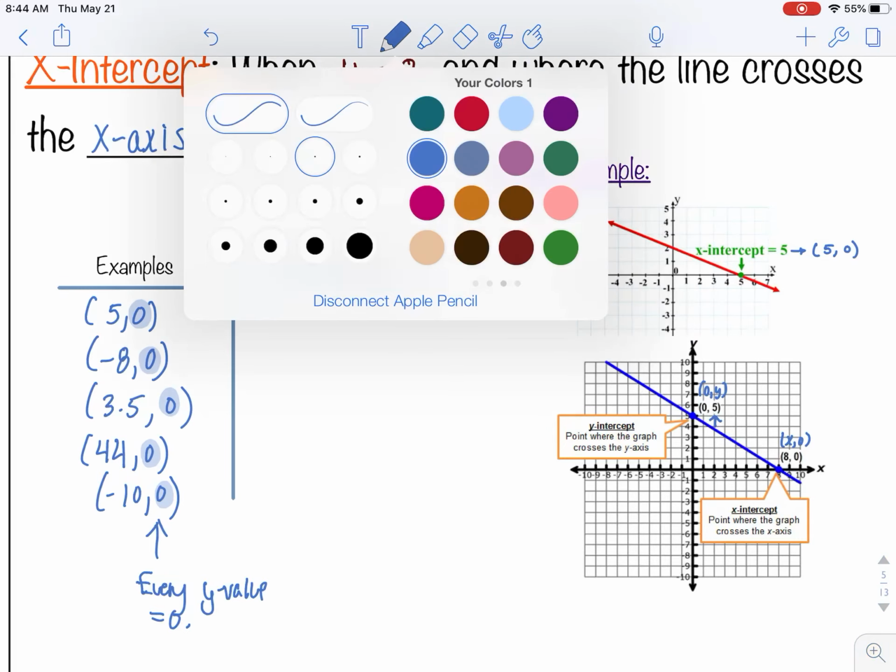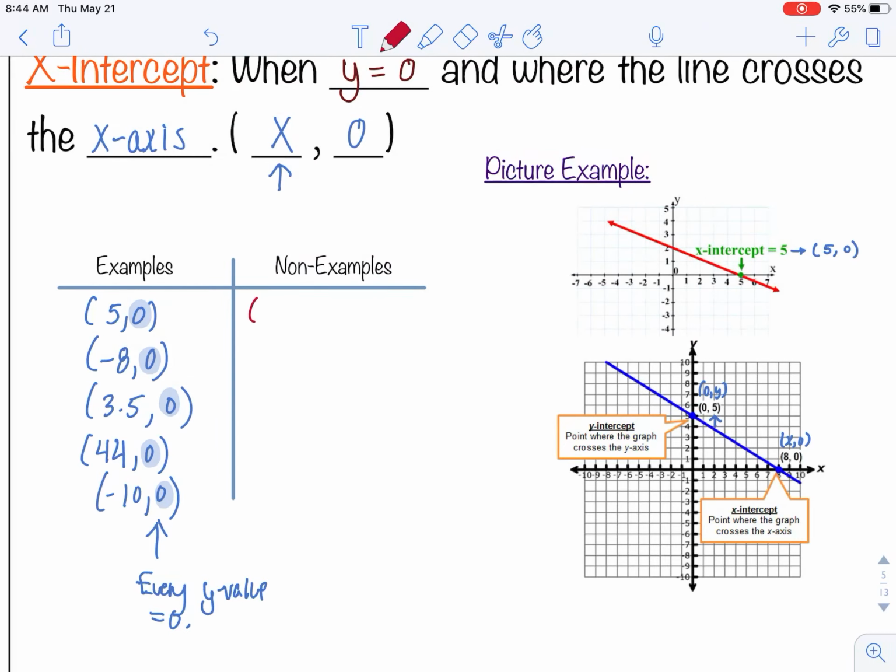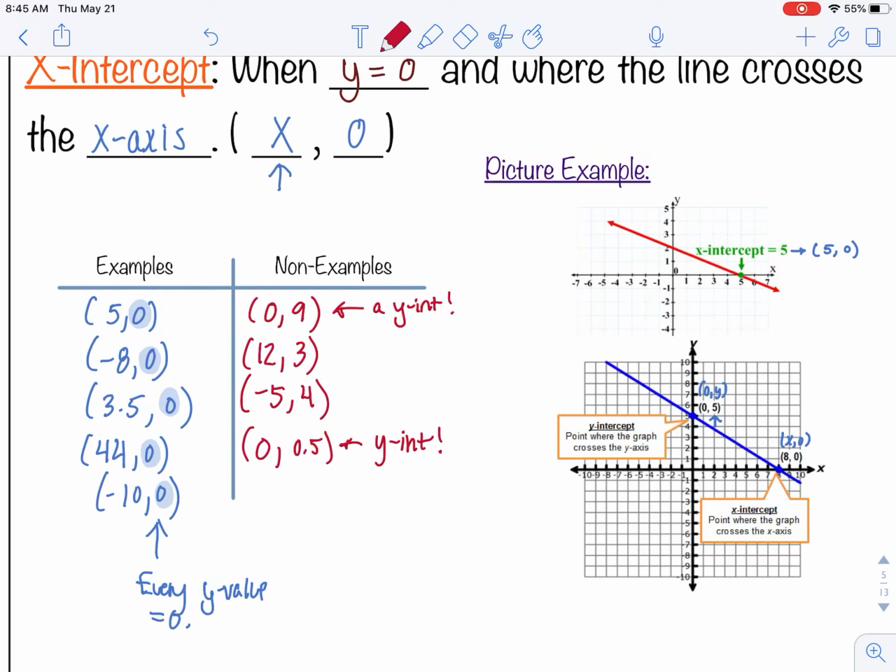Some non-examples are 0, comma 9. This is actually a y-intercept. 12, comma 3, negative 5, comma 4, 0, comma 0.5. Again, another y-intercept. And 3, comma negative 16. So you can see the difference between a y-intercept and an x-intercept. You will always have a number.